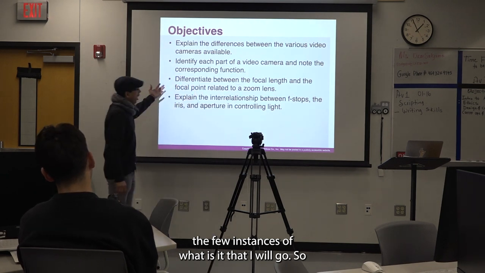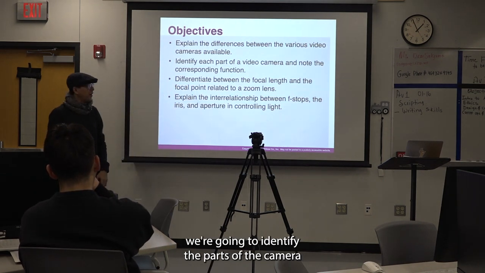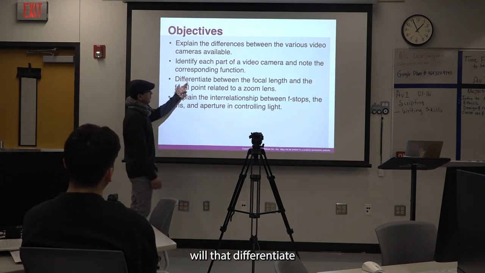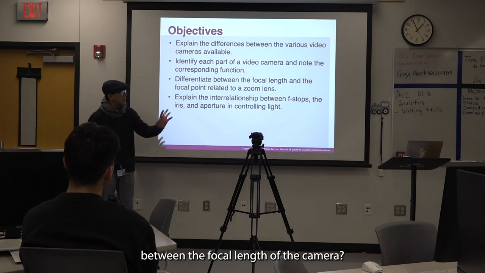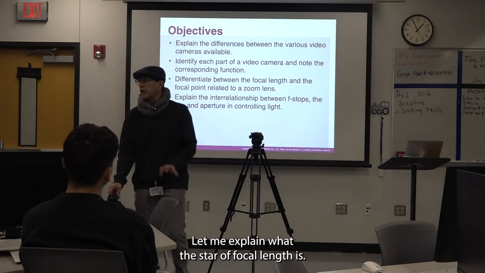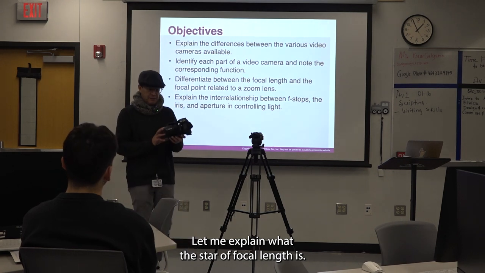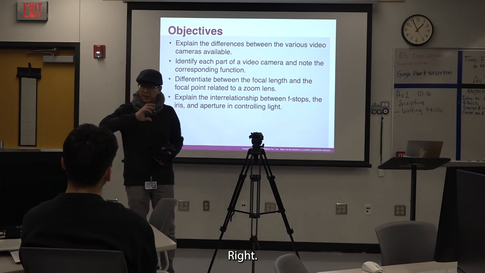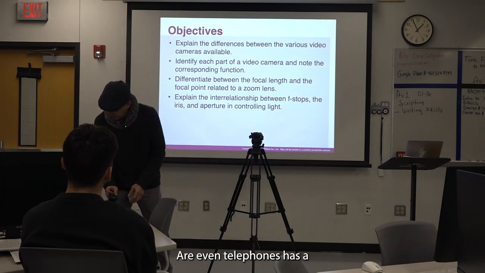So we're going to identify the parts of the camera. We're going to differentiate the focal length of the camera. Let me explain what focal length is. As you see, the camera has a zoom lens, right? Even telephones have one.